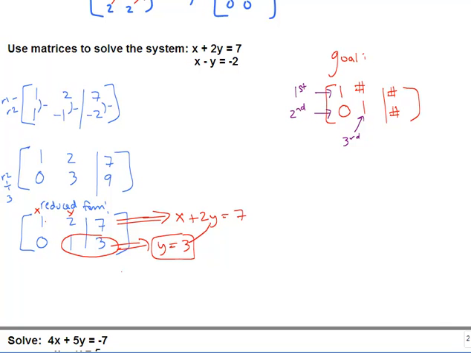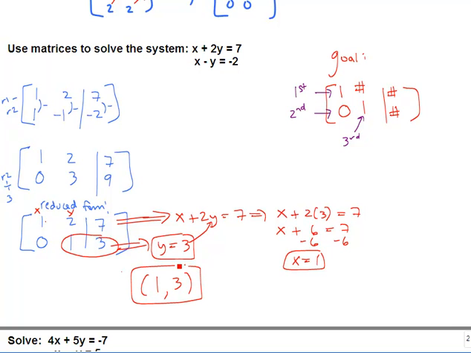All we're going to do now is substitute in the value of 3 for y. So this becomes x plus 2 times 3 equals 7, or x plus 6 equals 7. And if I subtract 6, we get x is 1. So we have our solution, 1 for x, 3 for y, and there's our answer. And remember, as a quick check, you could always plug 1 and 3 back into your two original equations, and it should make both equations true.